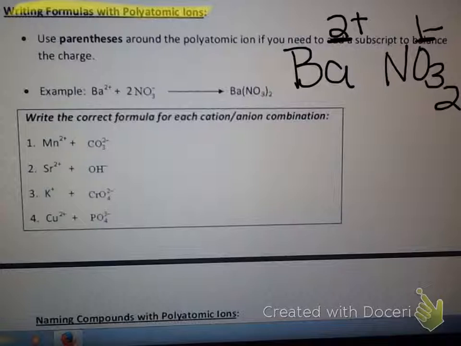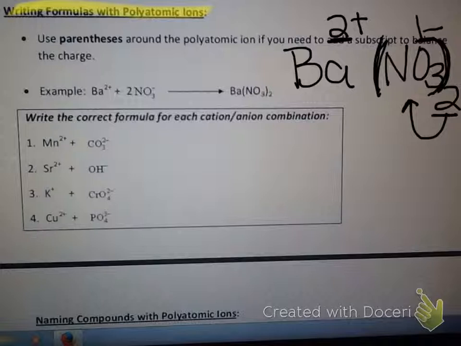So if I put a 2 beside it, I'm saying there's 32 oxygens in this compound? No. When we write the subscript 2, we indicate that there's 2 nitrate ions. Nitrate is NO3 -1. So we want to indicate that we have 2 of those. Then we use parentheses around the polyatomic ion. Anytime you have more than one polyatomic ion needed to balance the overall charge in the ionic compound, you're always going to use parentheses.